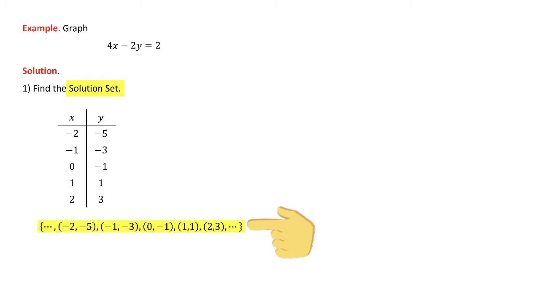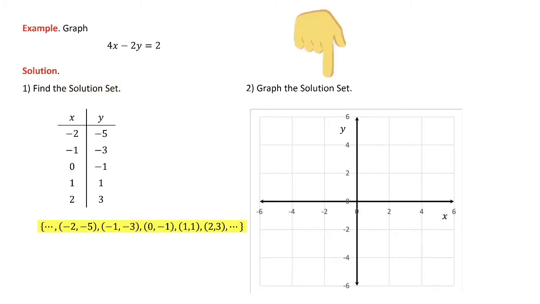And from the previous example, I know how to graph a set, right? Graphically represent a set of ordered pairs. So that's the idea here. So what I'm going to do now is I'm going to graph the solution set the same way we did before. Now there's one point, the -2, -5. Here's a second point, -1, -3. Third point, 0, -1. Fourth and fifth points.